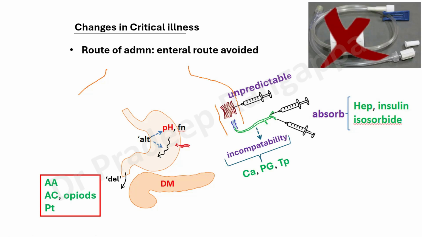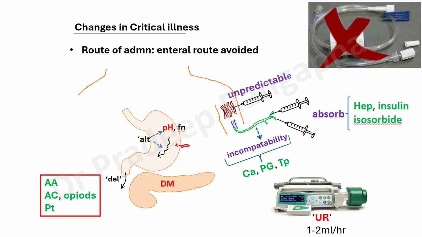And there are certain drugs that should not be mixed, like calcium, propylene glycol, or thiopentone, because there is incompatibility with certain drugs. So you need to bear in mind that there are certain drugs which cannot be mixed with each other, and certain drugs which cannot be used in glass syringes. And when you're using infusion pumps, one needs to be aware that if you're going for a dose less than 1 to 2 ml per hour through infusion pumps, that also can become unreliable. So these are some of the things that need to be kept in mind.